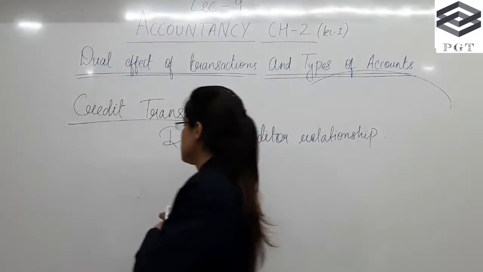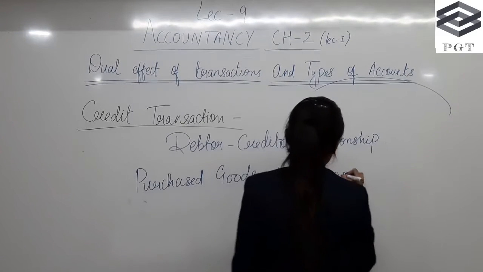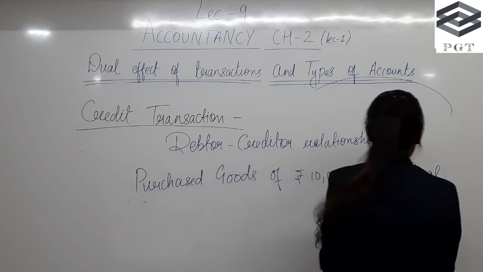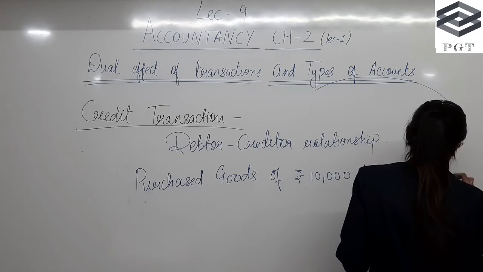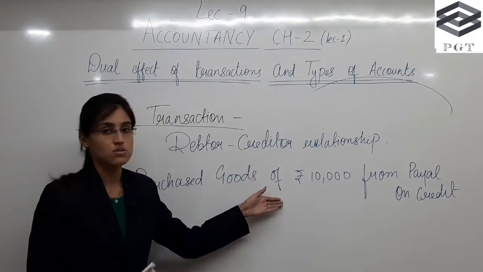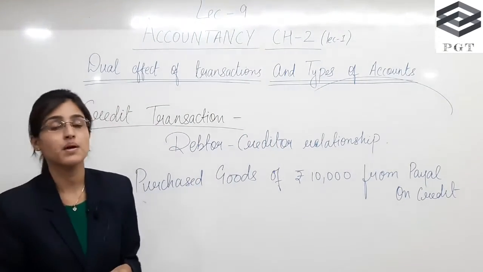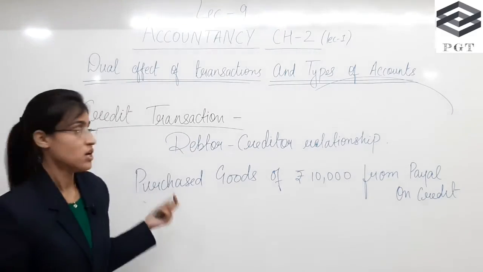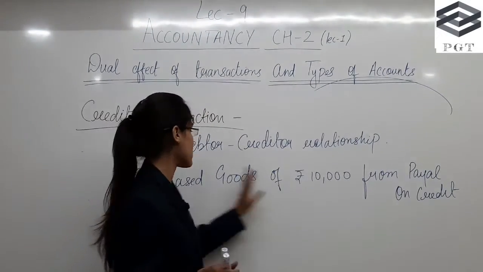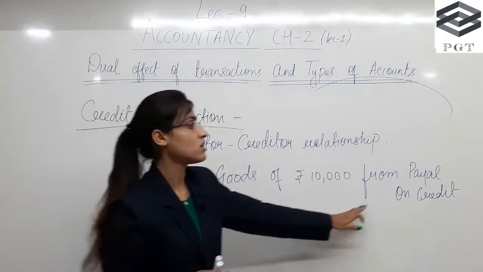Say for example, you have purchased goods of rupees 10,000 from a seller on credit. You have purchased goods of rupees 10,000 from Payal on credit. There is no mention regarding the payment of amount to Payal anywhere. You have received goods of rupees 10,000 and you haven't paid. It is not mentioned anywhere here that you have purchased goods of rupees 10,000 from Payal on cash. No, it is on credit.